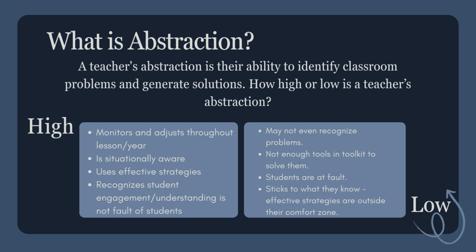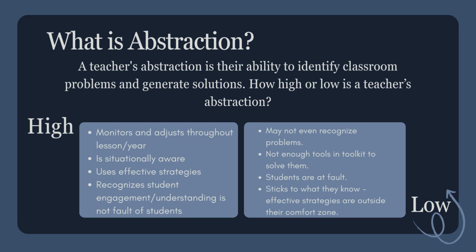A teacher with a high level of abstraction is situationally aware of what's going on in their classroom. They're going to have great classroom management skills, and they're going to respond to what's happening in their classroom. They're going to use effective teaching strategy. They know a lot of teaching strategies, not just one or two that are tried and true that they keep coming back to. They're going to know a lot of different teaching strategies, and they're going to use one that's appropriate to fit the moment in time. They're also going to recognize student engagement and understanding.